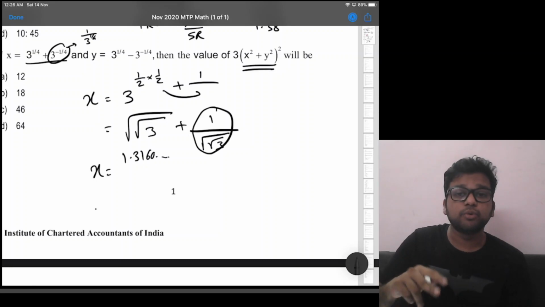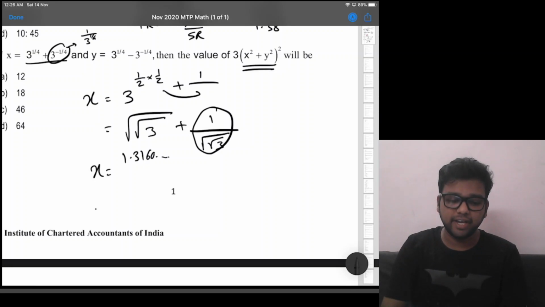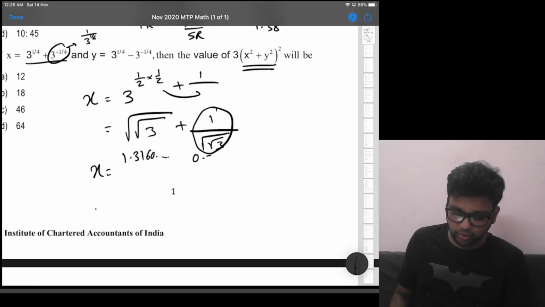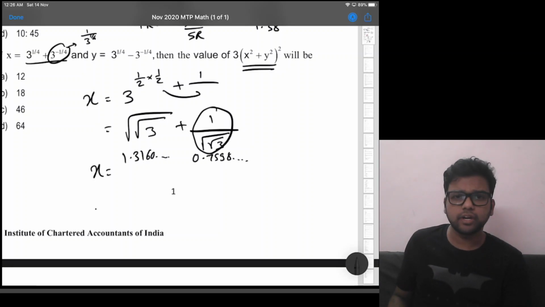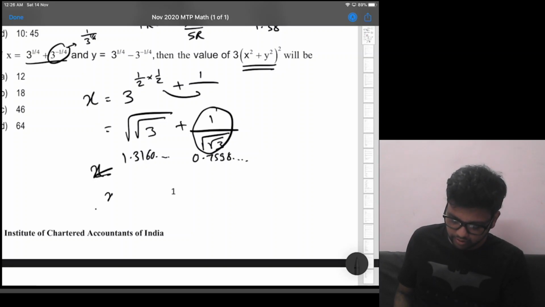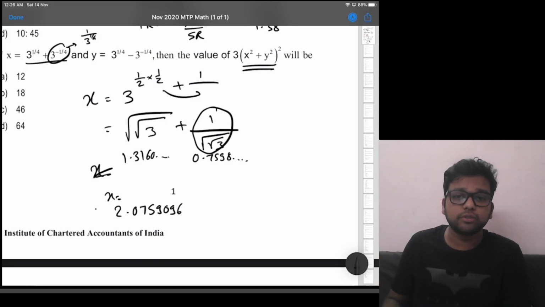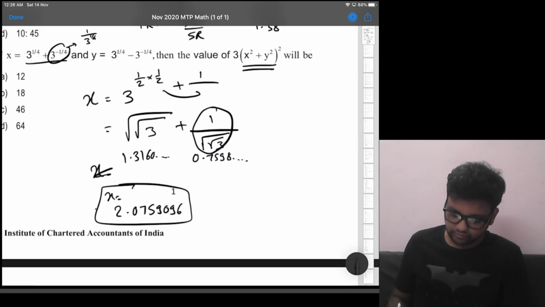Then this is just the reciprocal. How do we take reciprocal? Divided by and equal to. That should give you 0.7598 something. Again, don't write it down, M plus. And if you press MRC, x should be 2.0759096. Write it till 5-6 decimal points so that we get an accurate answer.